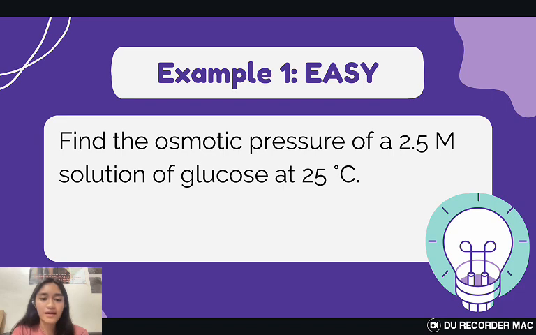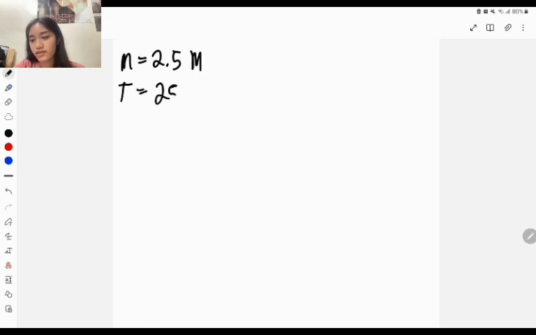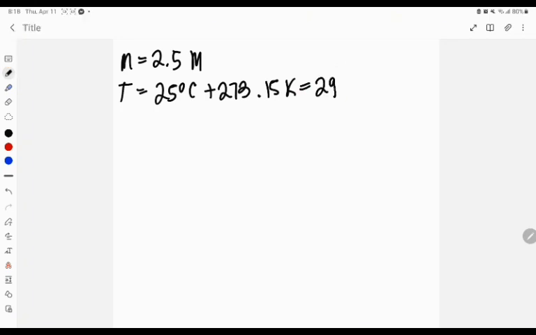Example 1. Easy. Find the osmotic pressure of a 2.5 molarity solution of glucose at 25 degrees Celsius. First, you have to identify the given in the solution. The molarity is given, which is 2.5, and then the temperature is given, which is 25 degrees Celsius. And we have to convert the Celsius into Kelvin by adding 273.15. It becomes 298.15 Kelvin.